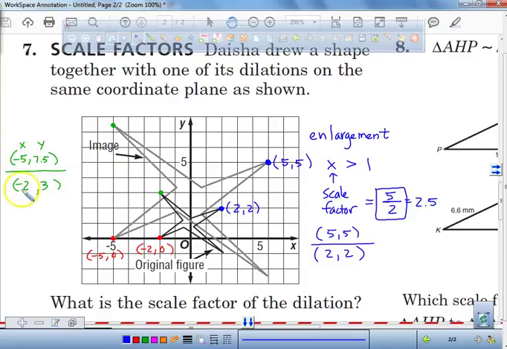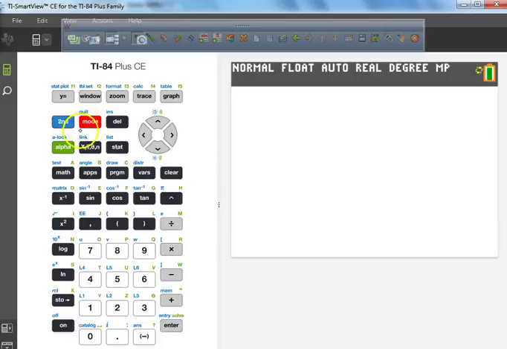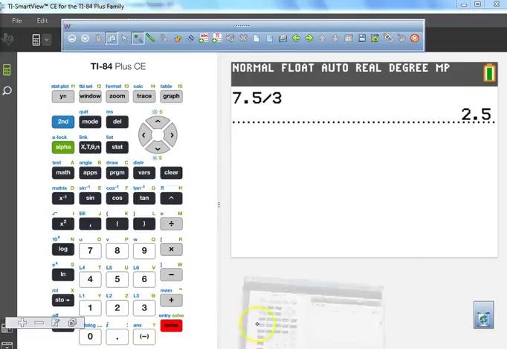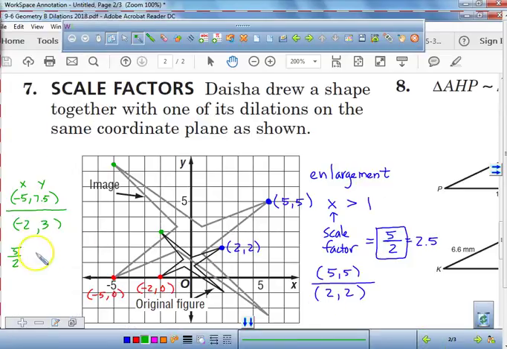What's negative 5 divided by negative 2? Still a what? Positive 5 over 2. Do 7.5 divided by 3. Look what you get. If you're not sure, watch. 7.5 divided by 3. Look what it equals. 2.5. What does that prove to you? The scale factor, no matter what you did, the scale factor is still what? 5 over 2.